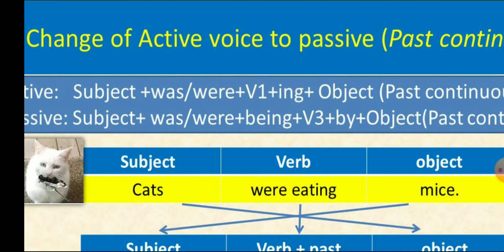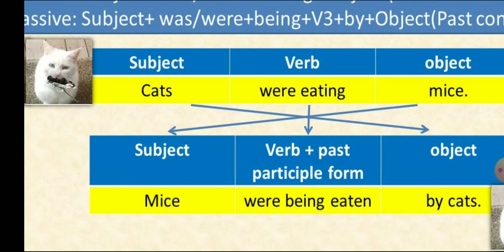Now we have to identify whether it is present continuous, past continuous or future continuous. So it is past continuous by seeing the be verb, were. It is past continuous. So how to change it to passive? It means interchange the subject and object. So here the subject is cats and the object is mice. Now interchange the subject and object.